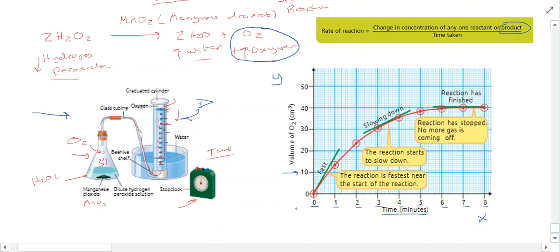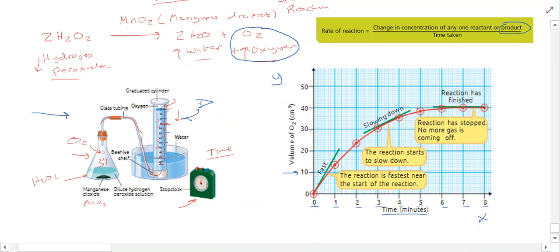So let's say at the start of the reaction, the water level is at a certain level. After 1 minute, we have a look and we can see that the volume of oxygen is 10 centimeters cubed. Then as time goes by, at 2 minutes, it has increased to about 25. After 3 minutes, you have a volume of 30. After 4 minutes, you have a volume of around 35.